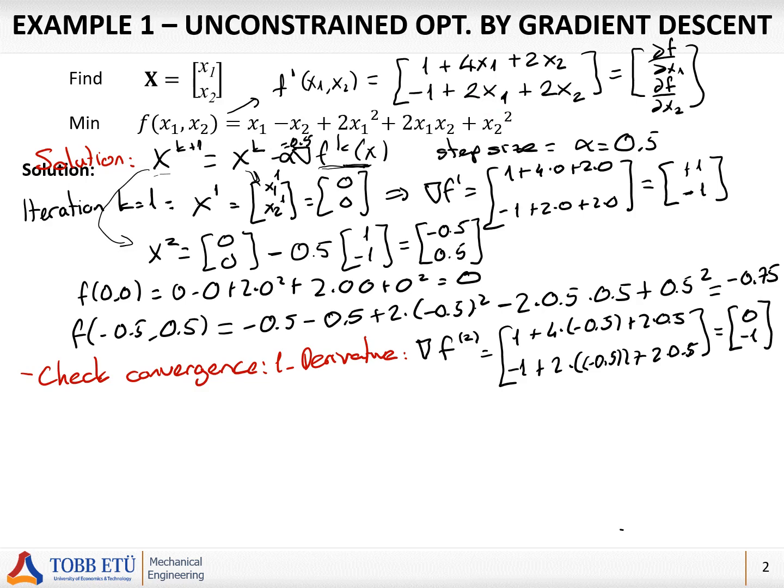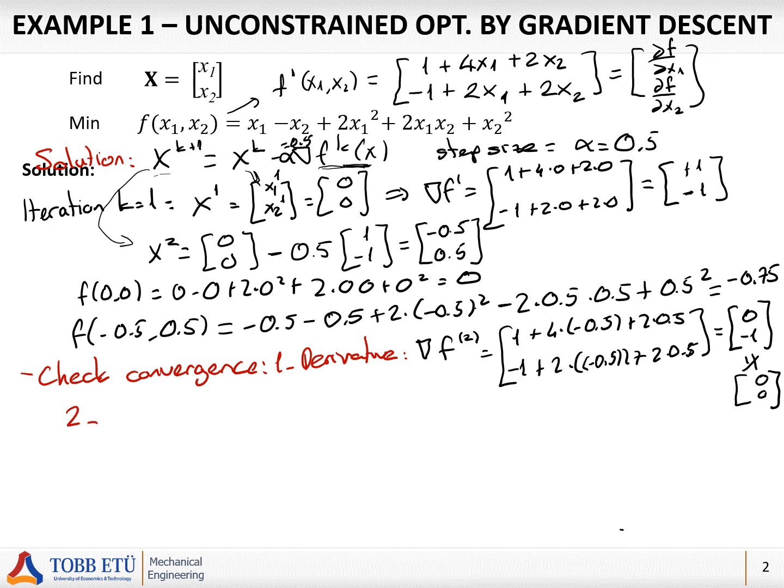So this is not equivalent to 0, 0. If the derivative is 0, 0 for both, there is no moving direction. That means no derivative information is given. So this step will not go forward. So we have to stop there. Here, because it's 0 and minus 1, we can continue.